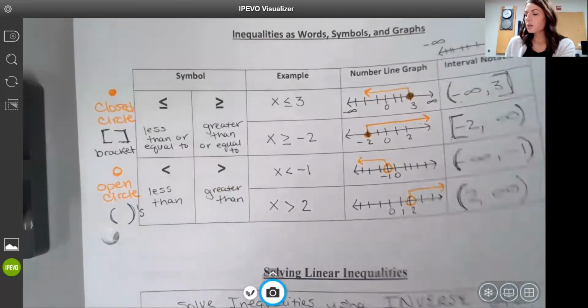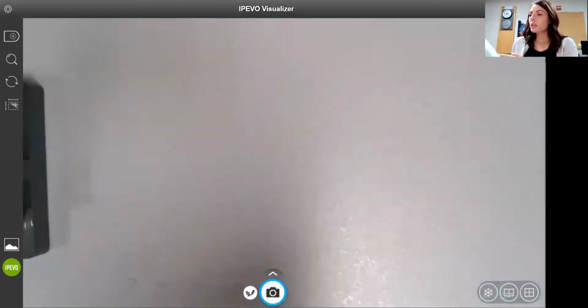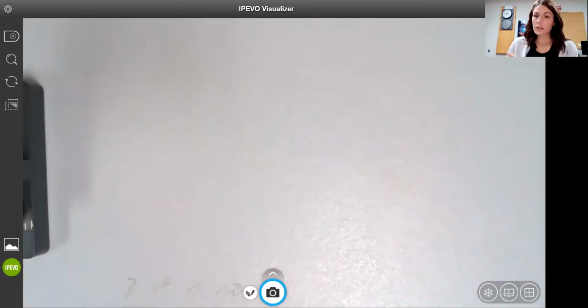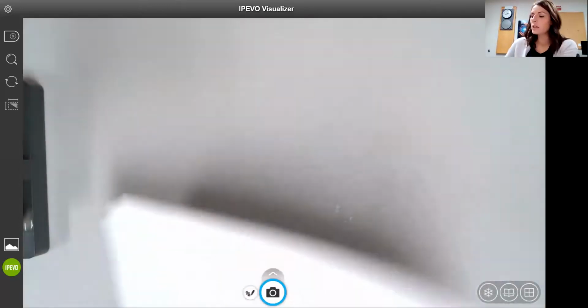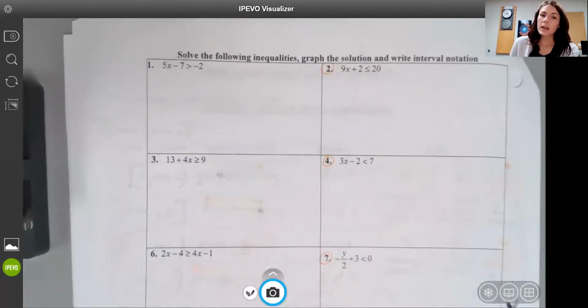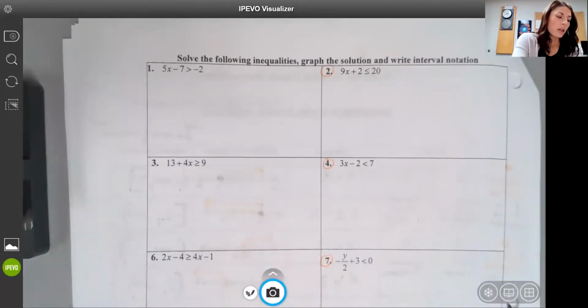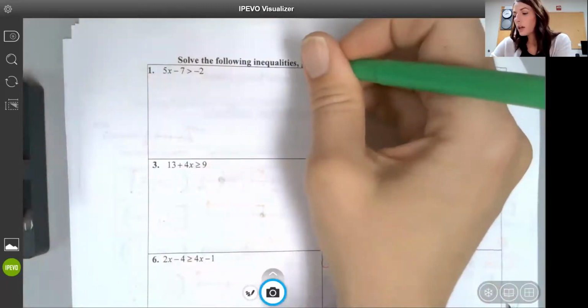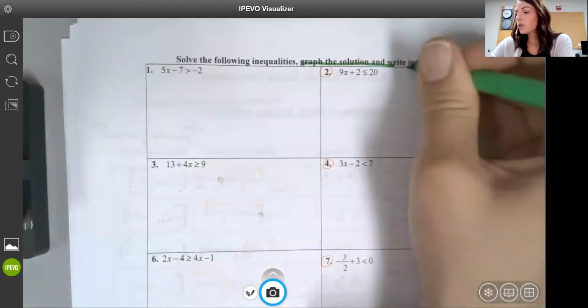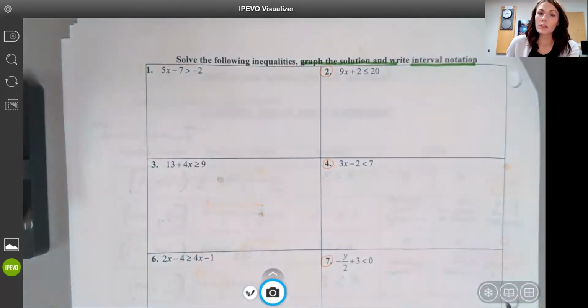So let's look at a couple examples. Really, a lot of this inequality stuff is going to feel the same as when we were solving equations. It's just that now you're going to be asked to show that solution, the number set that would be a valid solution for your variable, in several different ways. So we're going to solve the inequality, then we're going to graph it, and we're going to write it in interval notation for each of our examples.